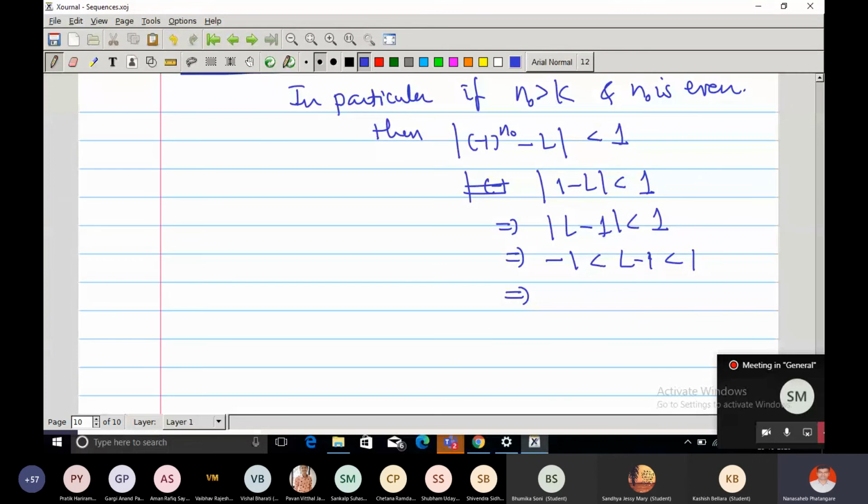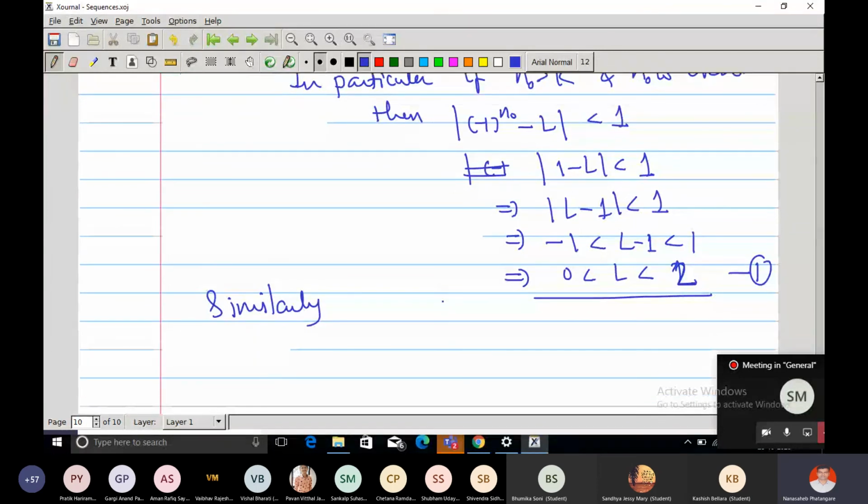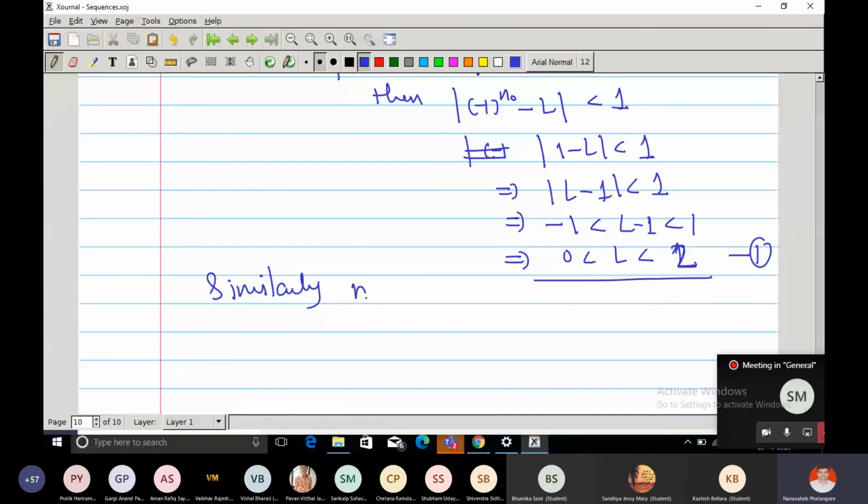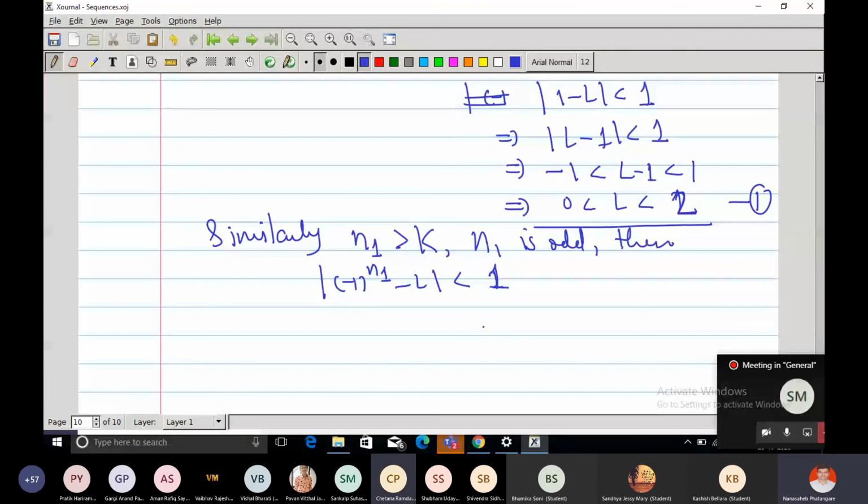Now just use the property of absolute value. So 0 less than L less than 2. This is first. Similarly, when I am saying all n greater than or equal to k, if I choose n1 greater than k and n1 is odd, then is it true that |minus 1 raised to n1 minus L| is less than 1? Is this true? No. Why not? Because I have chosen n1 greater than k.